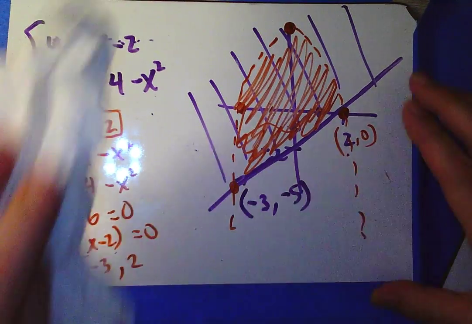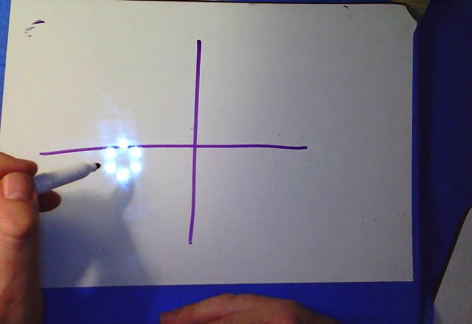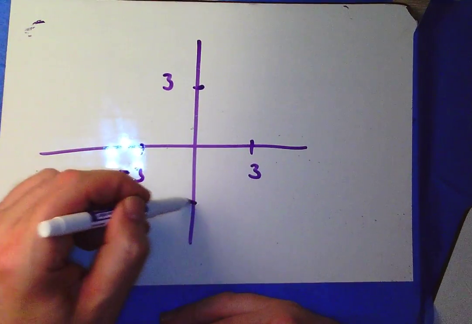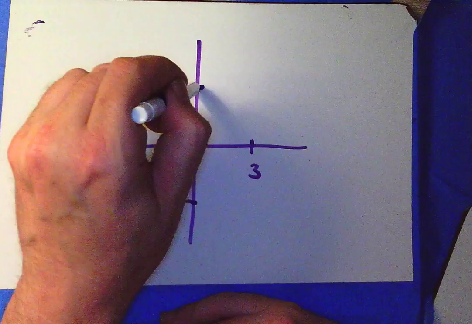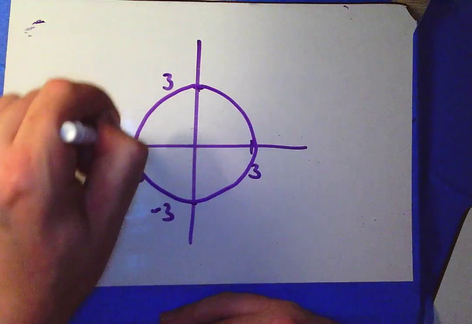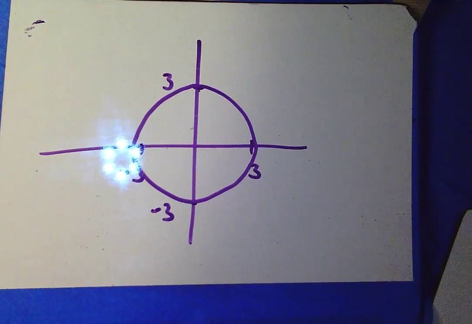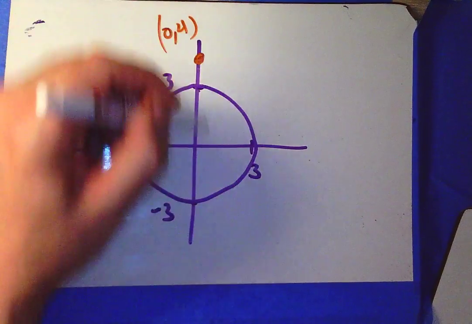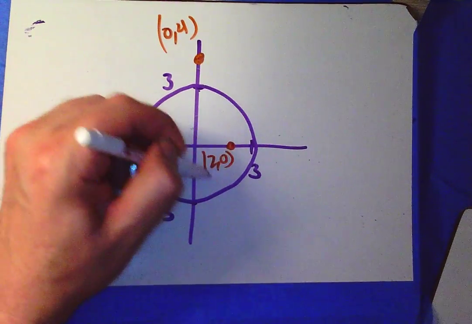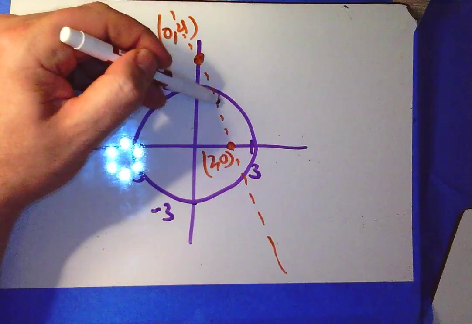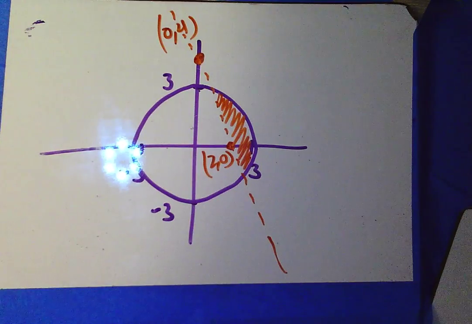All right, let's try going backwards now. By going backwards, we're going to start off with a picture, and you're going to write the system of inequalities that goes with it. How about a solid line circle through 3, 3, negative 3, negative 3, and then a dotted line that passes through 0, 4 and 2, 0, and the shading for our solution is here.